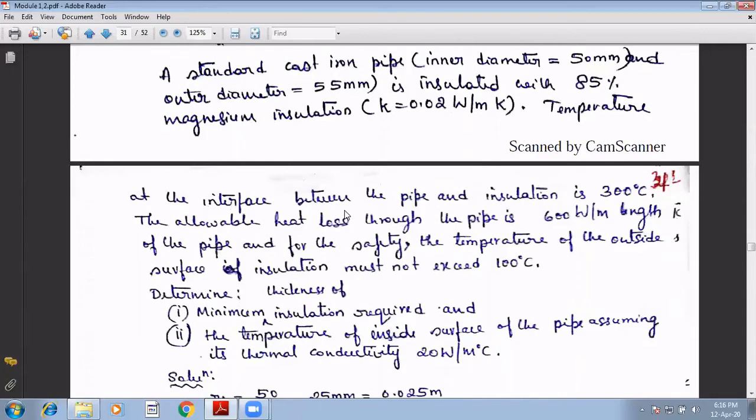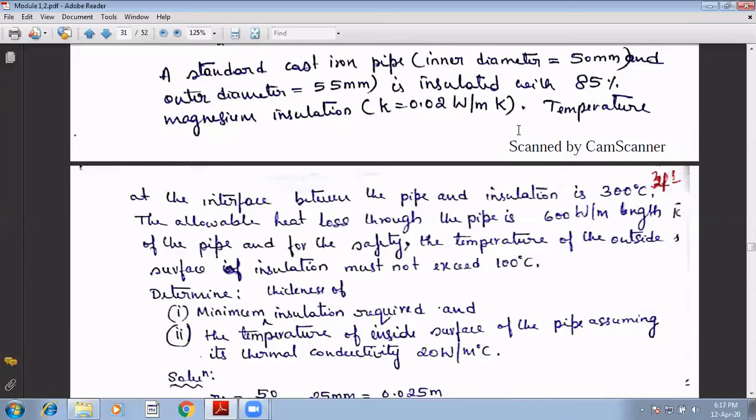Now we will consider a standard cast iron pipe. Again, this is a cylinder. The inner diameter is given and the outer diameter is given. The inner diameter is 50 mm, the outer diameter is 55 mm. It is insulated with 85% magnesium insulation with a K of 0.02 watt per meter Kelvin. The temperature at the interface between the pipe and the insulation is 300 degrees Celsius.